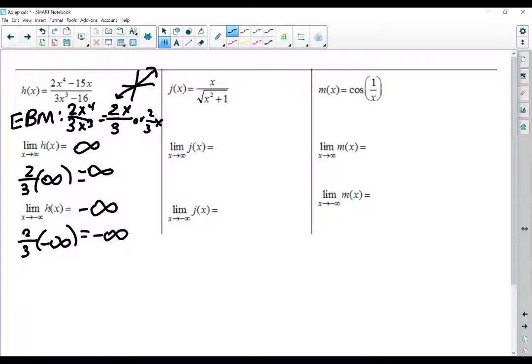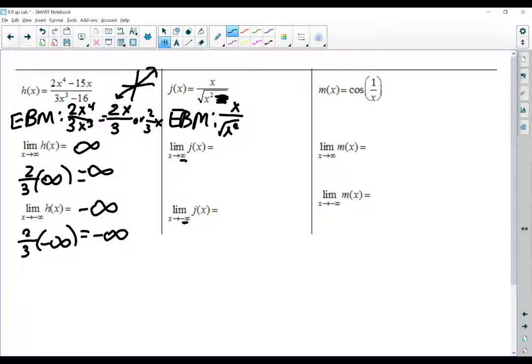Okay, j of x. Now this one is a little bit harder than the other ones, so let's just talk about an end behavior model here. If I'm talking about an end behavior model, the top is nice because it's just an x. The bottom at infinity, now remember I'm only looking towards infinity, that 1 is going to have no influence, so I just have the square root of x squared.